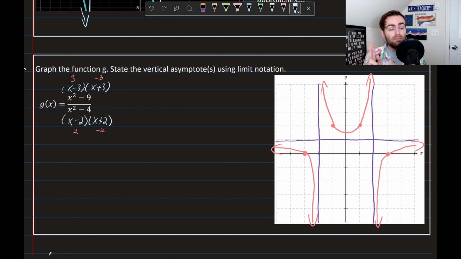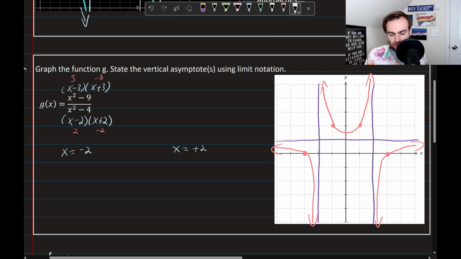We have two of them, so we're going to have four limits. So we're going to have x equals -2, and then x equals +2. So the limit as x approaches -2 from the left: from the left, we are going down, so g of x is approaching -infinity. The limit as x approaches -2 from the right for g of x, that is going up. So that would be +infinity.